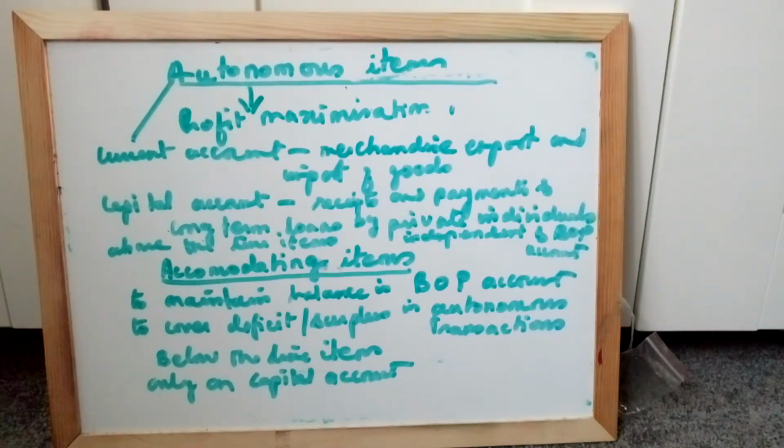Autonomous transactions take place on both current and capital account, whereas accommodating transactions take place only on capital account. Autonomous items are known as above the line items and accommodating items are known as below the line items. So whenever there is a disequilibrium due to deficit or surplus, the accommodating items are brought in. A surplus in BOP does not pose much problem, whereas deficit often creates economic problems for a country.